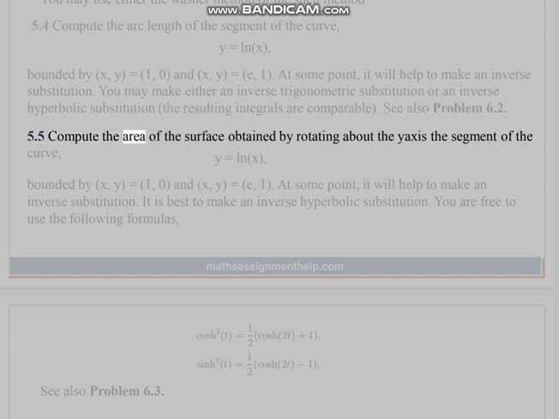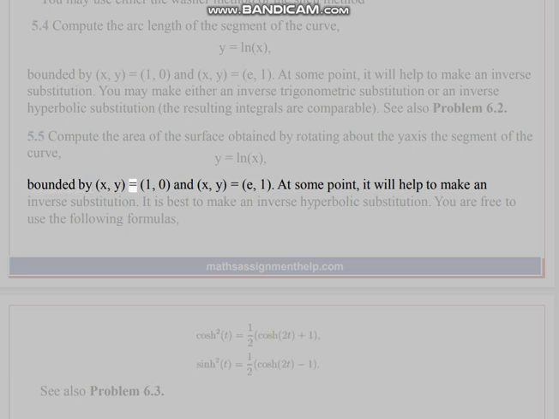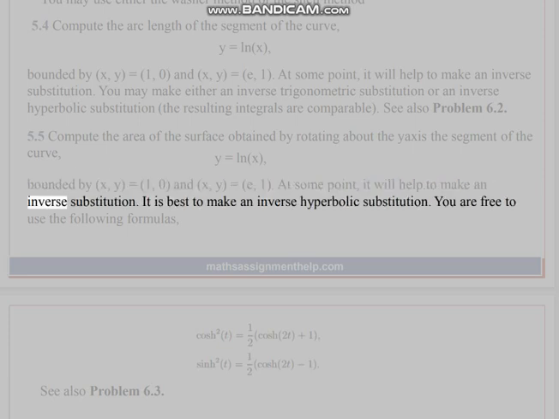5.5 Compute the area of the surface obtained by rotating about the y-axis the segment of the curve y equals ln x, bounded by (x, y) equals (1, 0) and (x, y) equals (e, 1). At some point, it will help to make an inverse substitution. It is best to make an inverse hyperbolic substitution. You are free to use the following formulas.